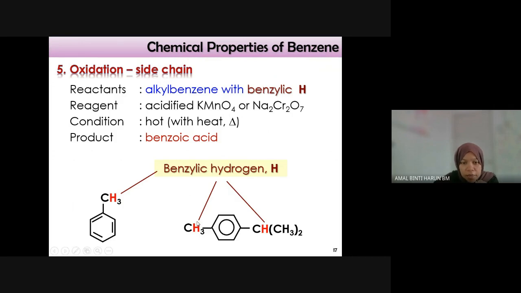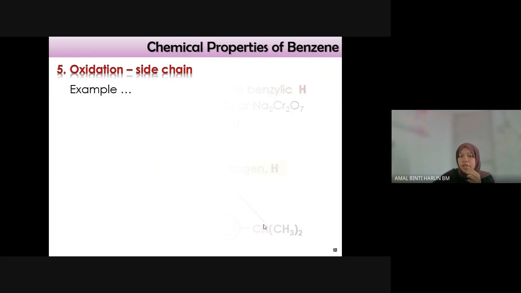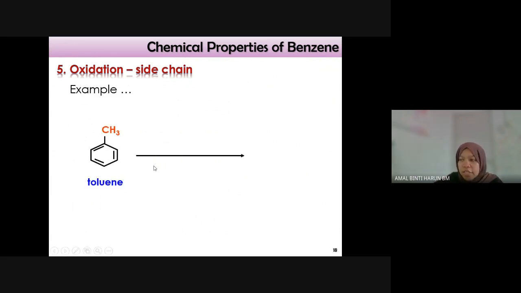Okay, this part dia boleh oxidize tak? Boleh. Carbon ini ada hydrogen. Sekurang-kurangnya 1 pun boleh oxidize. So apa produk dia bila dia oxidize? Okay. CH3 ataupun methyl benzene attached to benzene ring, nama lain dia adalah toluene. Bila dia oxidize in the presence of KMnO4 oxidizing agent, berasid, panas, dia akan oxidize jadi carboxylic acid.